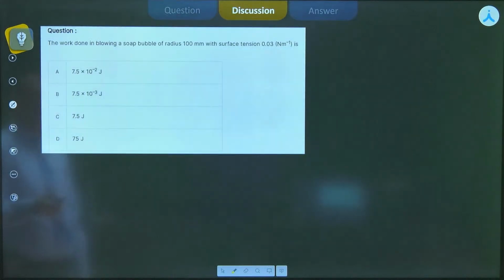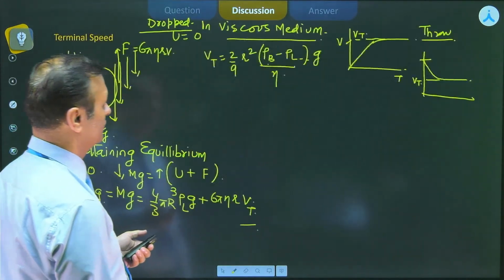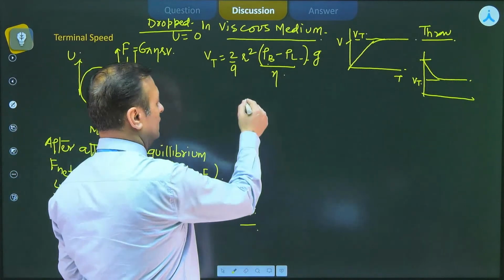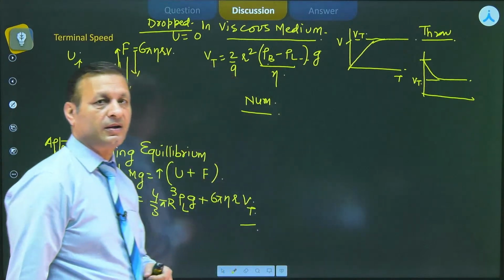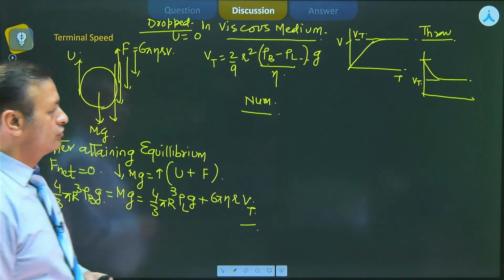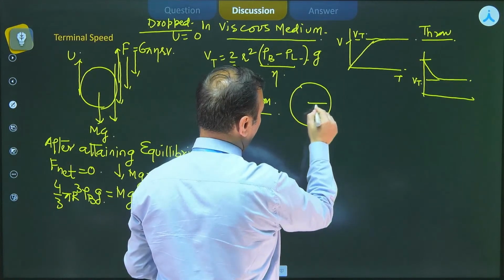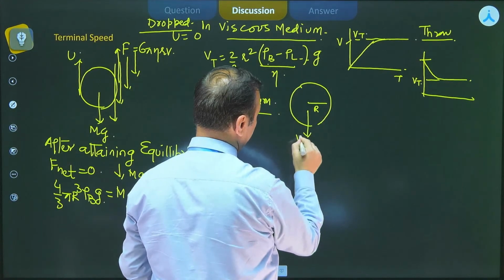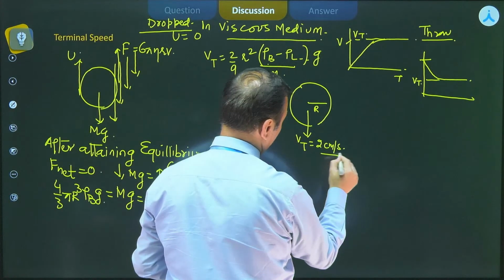Surface tension. Let me just attempt one question based on this. So let's attempt one numerical. Suppose you have a big drop of size R, falling with its terminal speed, maybe 2 centimeter per second.